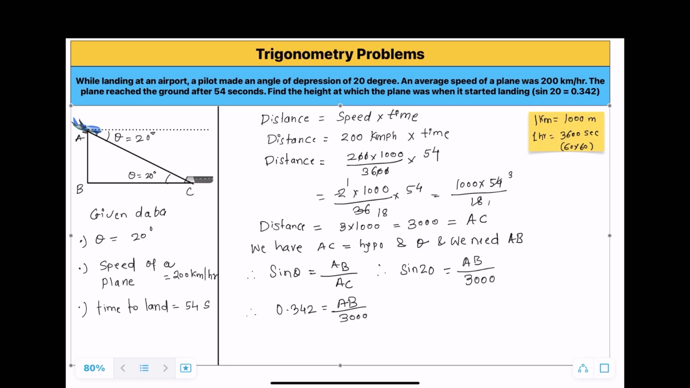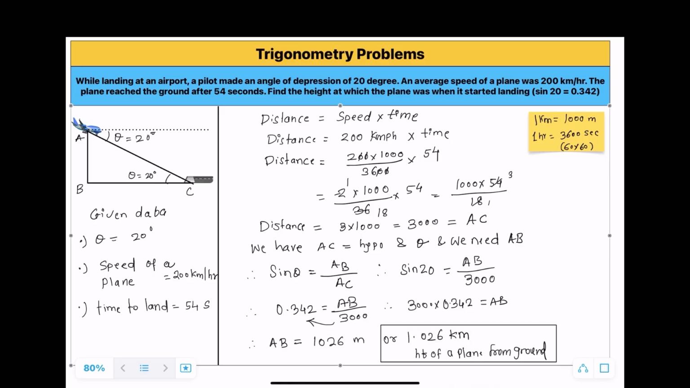Replacing that value, we get 0.342 is equal to AB upon 3000. Simplifying it further, we get 3000 into 0.342 is equal to AB. Doing this multiplication, we get AB is equal to 1026 meters. We already know 1 kilometer is equal to 1000 meters. So AB is equal to 1.026 kilometers, which is the height of the plane from the ground when it started its descent.